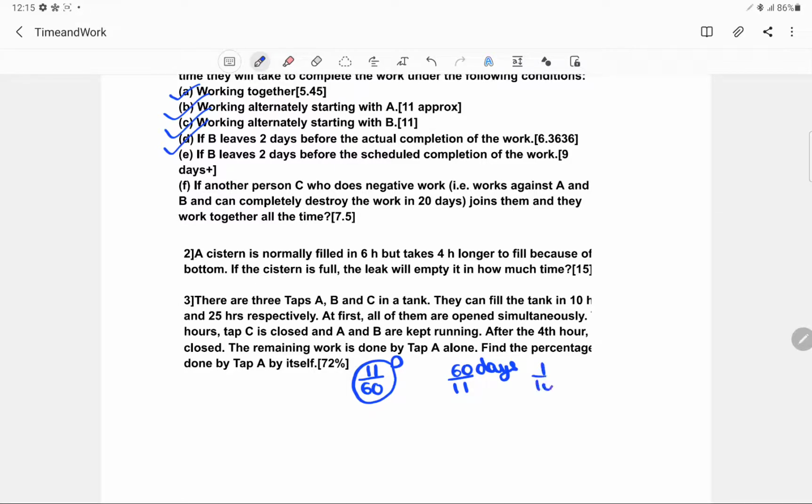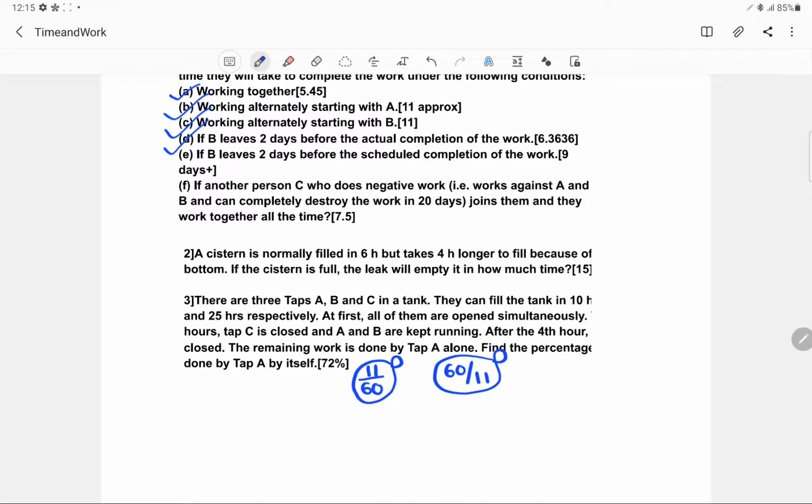Okay, just try and see this. 1 by 12 plus 1 by 12. So this was 22 by 120, and this is 11 by 60. Yes. So these were the number of the days that they were actually supposed to end up their work in. That is 60 by 11. So this was actually the scheduled time.